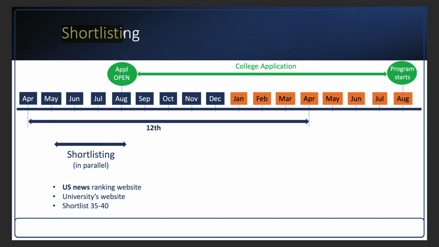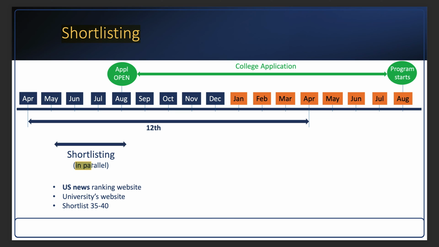Before you start sending applications, you have to do a very important task, and that is shortlisting universities. There are 4,000 educational institutions, universities, and colleges in the US. Obviously, not all of them are the best fit for you, and you don't want to apply to all of those either, and it is not possible either. Shortlisting is something that you cannot do in 1 day or 1 week. You have to do it in parallel.